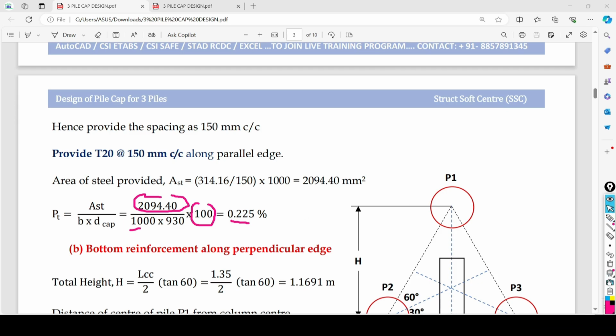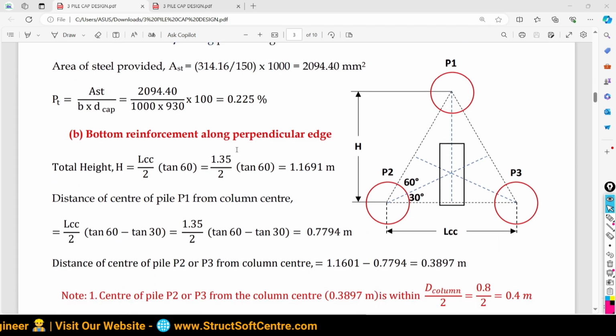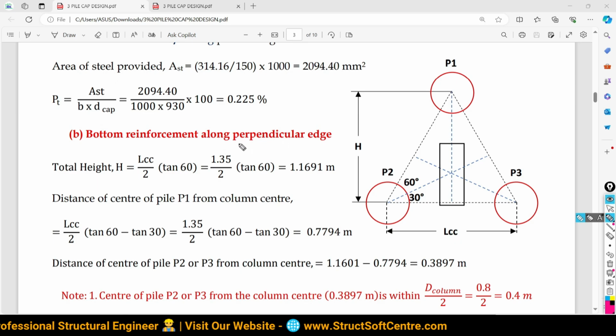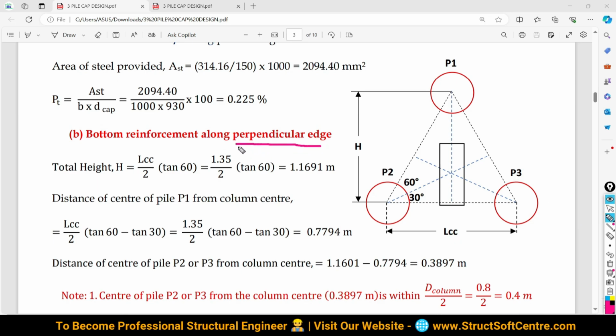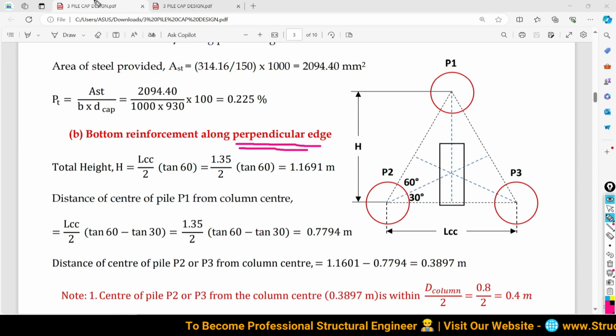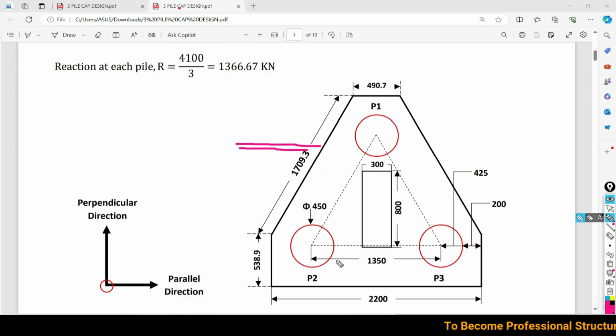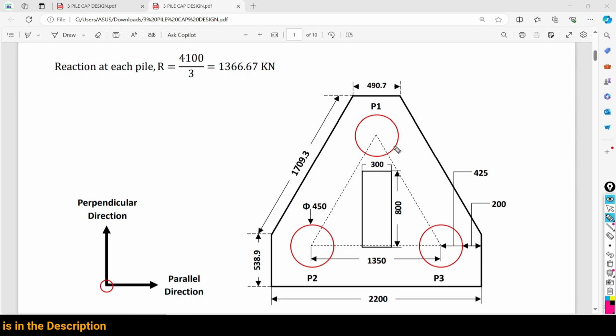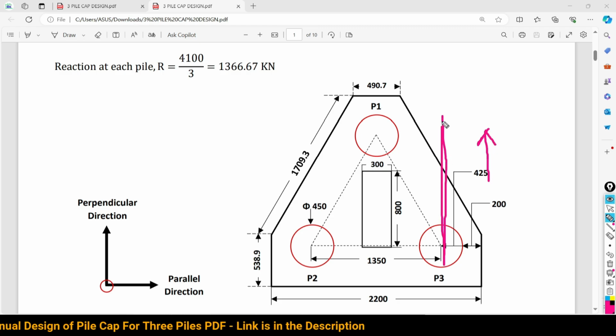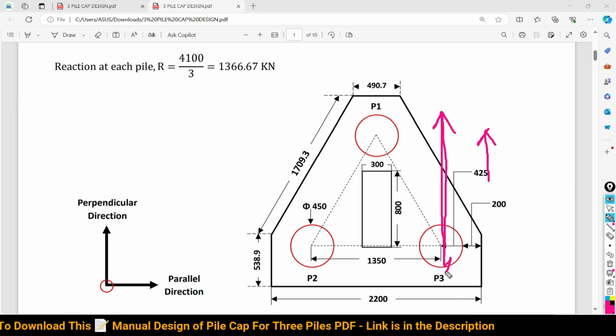Now next we have to do the same calculation again for the bottom face, bottom reinforcement, but this time along the perpendicular edge or perpendicular direction. Last time we calculated the clear distance from the face of the column up to the center of the pile, but now we have to do the calculation along this direction. How can you calculate the reinforcement along this direction?